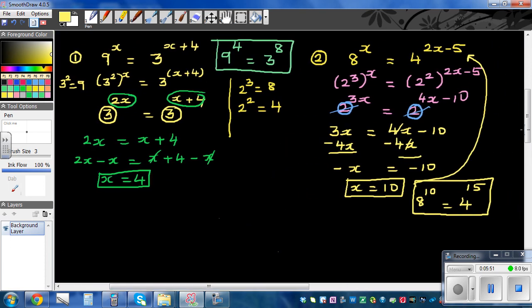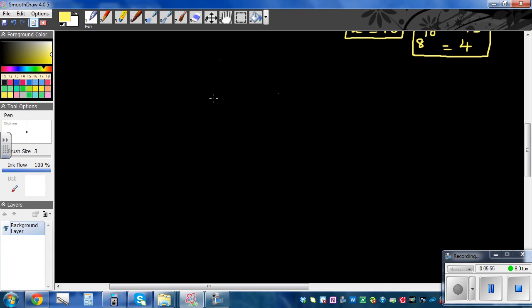Okay, let me move it up like this. Now this is slightly difficult. What will happen if you have a question like this: 2 raised to 2x plus 3 is equal to 10. Now, 10 cannot be written neatly as 2 raised to something. So when you have an expression like this and you want to find the value of x, you have to take log of both sides. So taking log on both sides, this is log of 2 raised to 2x plus 3, let's put this in brackets, is equal to log of 10.